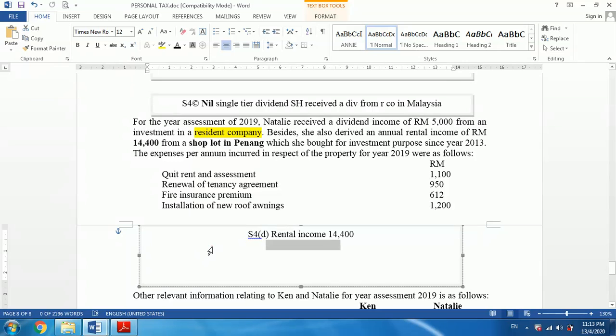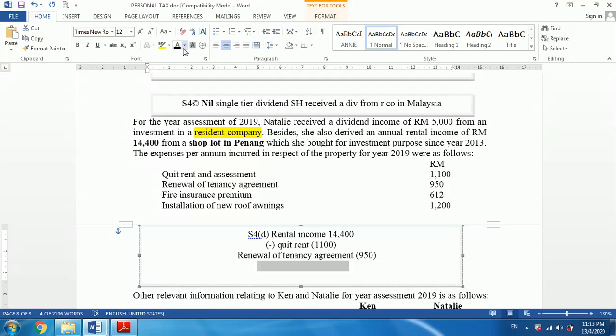So the first one is quit rent assessment. No problem, it is deductible in full. Renewal of tenancy agreement, no problem. Remember, unless it is a first-time tenancy, first-time advertising, first-time commission, these are all non-deductible. If not, renewal means second time, so you can deduct in full.